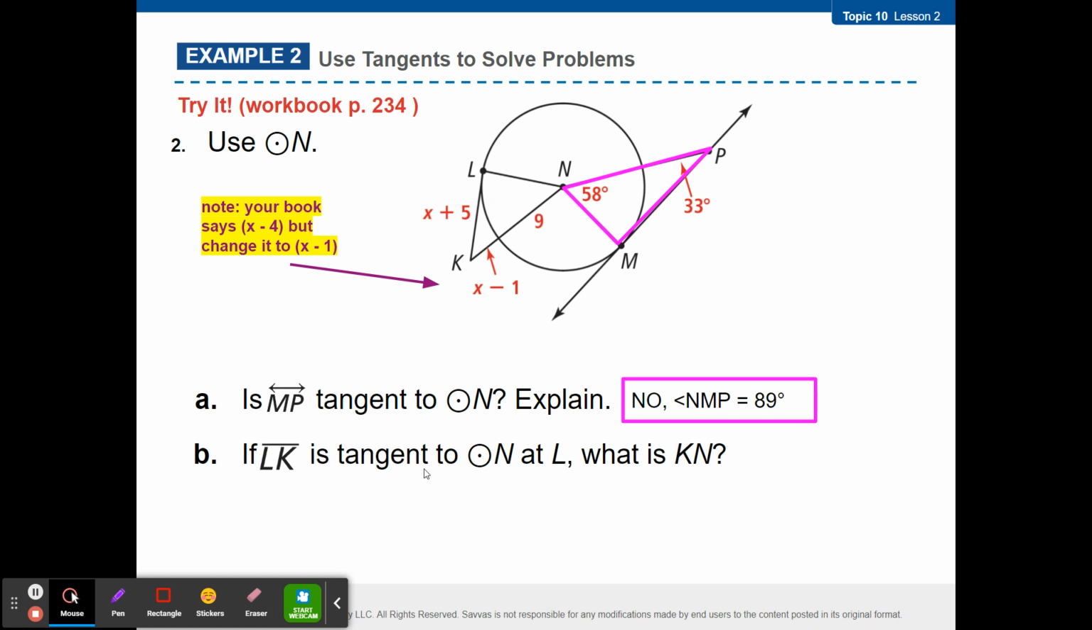All right, if LK is tangent to N, so here's LK, okay? That says at L, so that's your point of tangency. What is KN? So here's what they're telling you. This is fine. And you have this x plus 5. You know this is 9 because that's a radius as well. And you know this whole thing right here is going to be x plus 8. So apply your Pythagorean theorem to find x and then find KN. I'm going to give you a minute to do that on your own. Don't forget, you have to distribute.